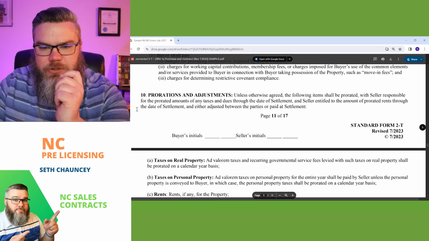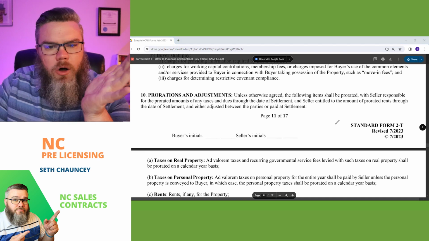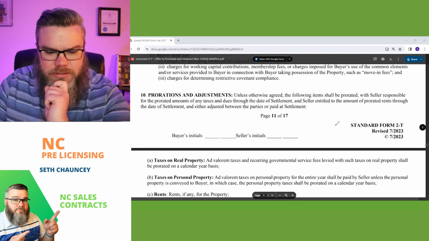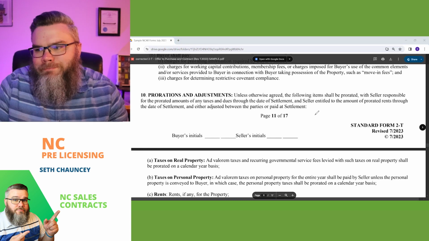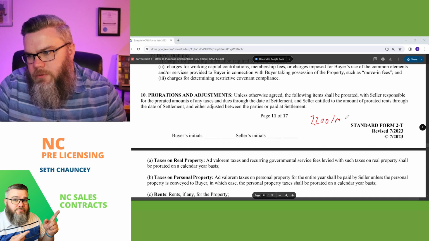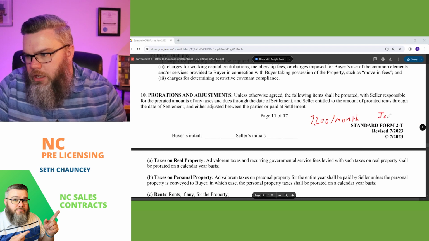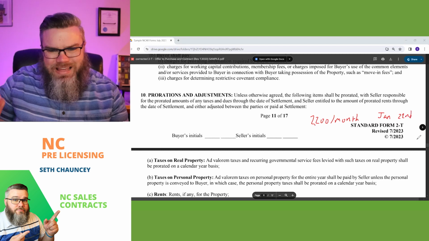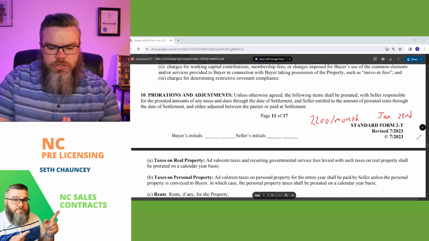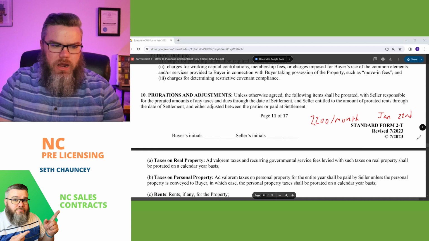I want you to think about an investment property from a mathematical point of view. Let's say that you were selling a home that was a rental and you had a tenant in place and you were getting, I don't know, $2,200 a month for rent. And then we go on to say it is closing on January 22nd. I want you to think about this. Closing on January 22nd, we're dealing with rents. Folks, where is that rent money right now?